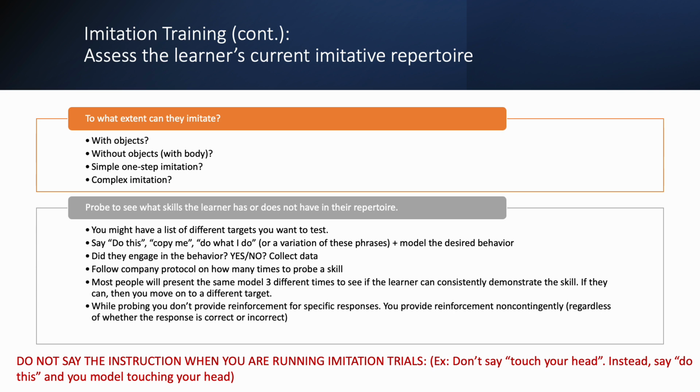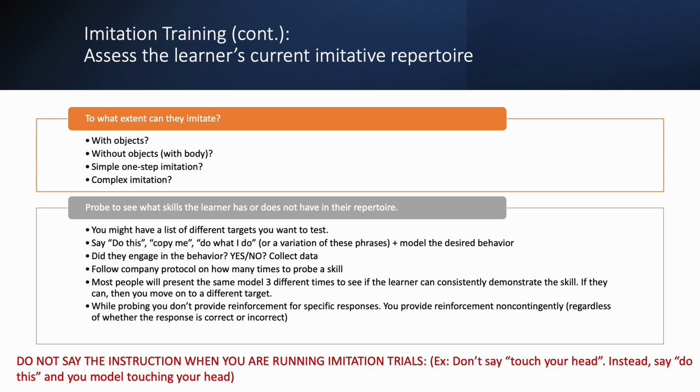Okay. So you're going to follow company protocol on how many times you're supposed to be probing a skill. Most people are going to be asking you to probe a skill 3 times. You're going to collect data, and it could be different times. It's not like you're going to be modeling clapping your hands one right after the other.